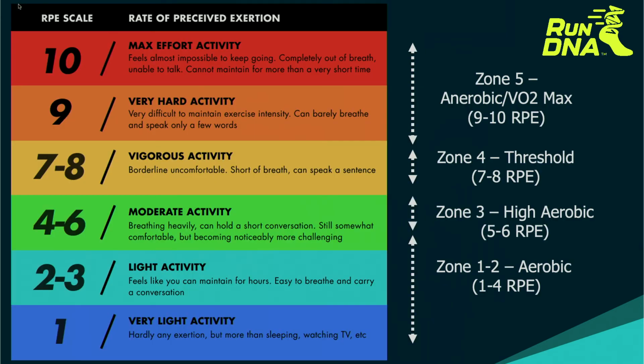So again, this is the scale. We really encourage you to become familiar with this scale. Zone 1 and 2 is a 1 to 4 on the scale. This is how we interpret it. Zone 3, high aerobic running, is going to be a 5 to 6 on the RPE scale. Threshold, zone 4, is going to be 7 to 8 on the RPE scale. And then anaerobic and VO2 max is around that 9 to 10 on the RPE scale. That's max effort or very hard effort when you're doing those things.